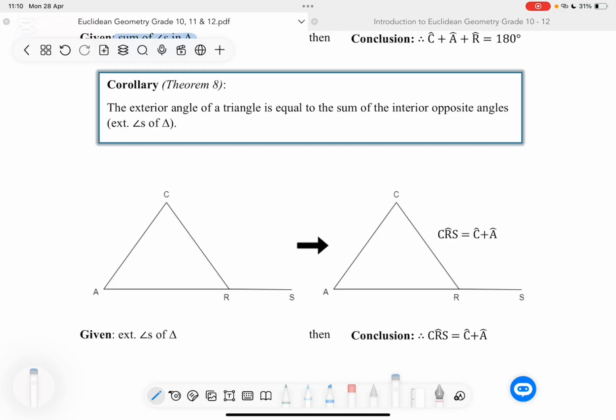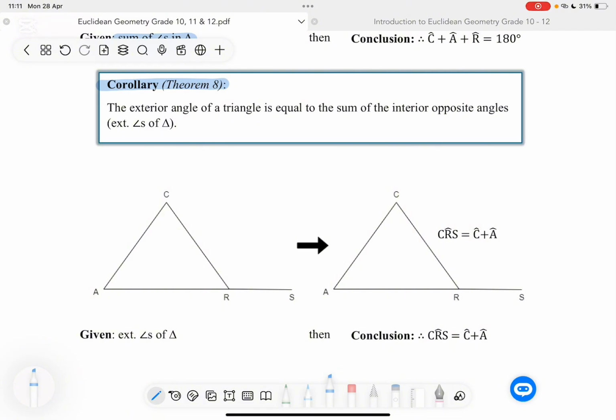This is the first time since we started this introduction where we look at an actual corollary to a theorem. Remember that we said a corollary is what is deduced from a theorem. It comes directly from the theorem. Now here we're going to look at the corollary of theorem 8, the theorem that says the sum of the interior angles of a triangle are supplementary.